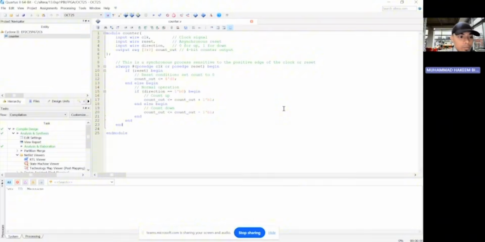Okay, this is my coding project. This Verilog code defines a module named counter that implements a 4-bit up and down counter. The module has 3 input signals and 1 output signal.